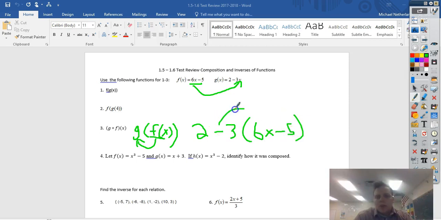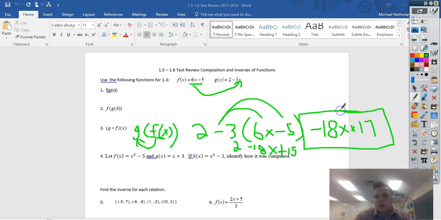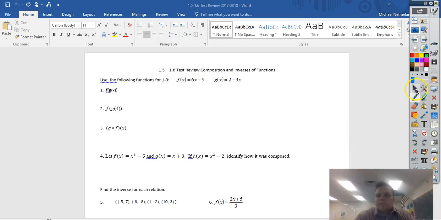Okay, now I'm going to multiply the negative 3 in. So I'm going to get 2 minus 18x plus 15. Put like terms together. So I'm going to get negative 18x plus 17. And there you go. That's all she wrote for it. All right. Number 4.